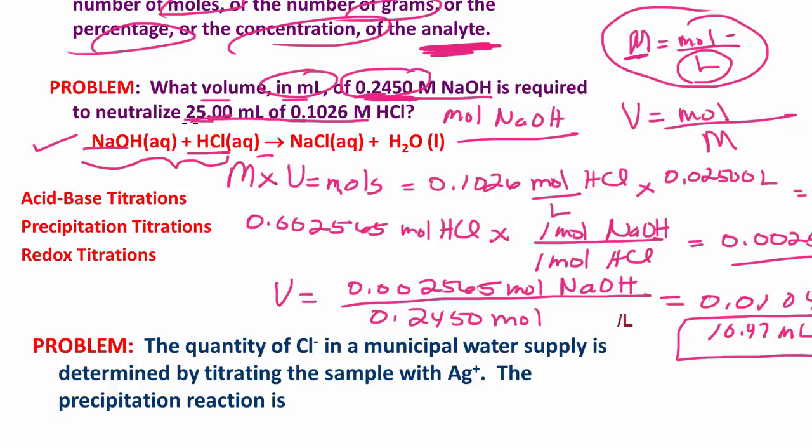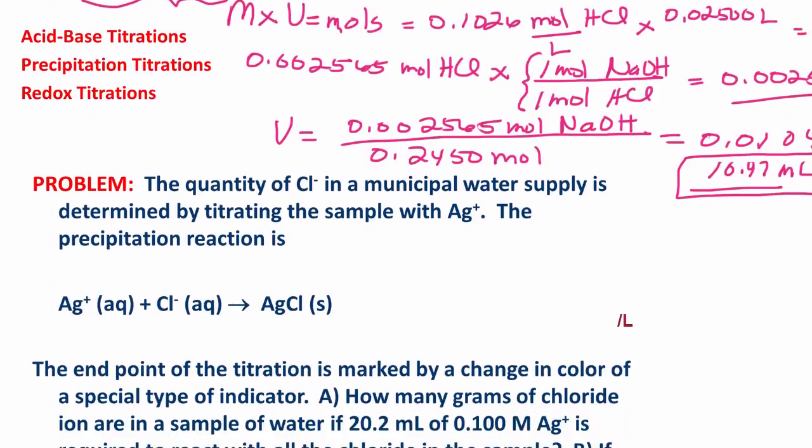So again, we're doing the problem the same way as before using our balanced chemical equation, but we have to do one step further. We have to determine the number of moles from the volume and the molarity. And then we compare those. We use our mole ratio from our balanced chemical equation, and then we were able to use this in order to determine the volume that was needed.